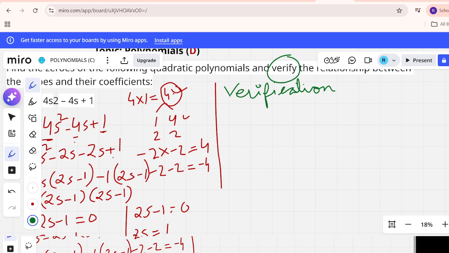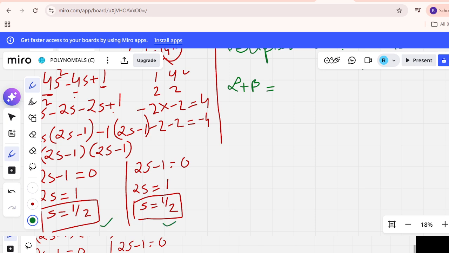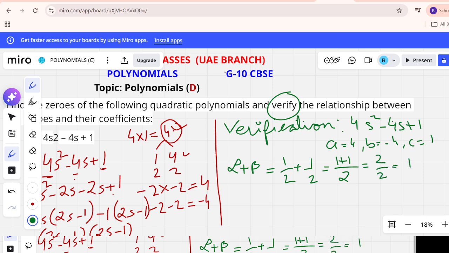The given polynomial is 4s square minus 4s plus 1. So a is 4, b is negative 4 and c is 1. Sum of the zeros, alpha plus beta: alpha we got as 1 over 2 and beta we got as 1 over 2. Denominators are the same, so add the numerators: 2 over 2 equals 1.